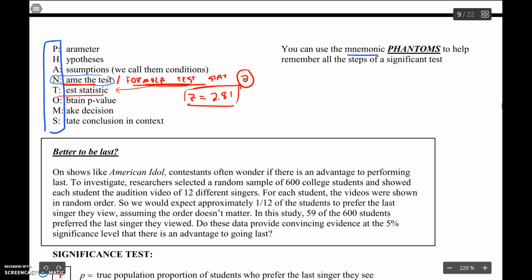O, obtain a p-value. O isn't really the right letter here, but obtain, calculate that p-value. Use your test statistic to find the p-value. M, make your statistical decision. And then S, state your conclusion in context. This is what non-statisticians are going to be able to understand. So PHANTOMS.